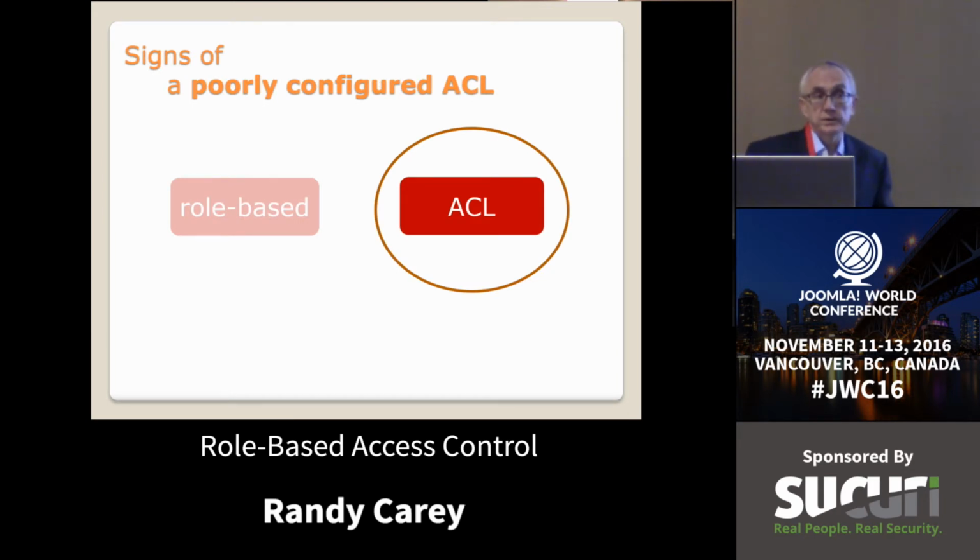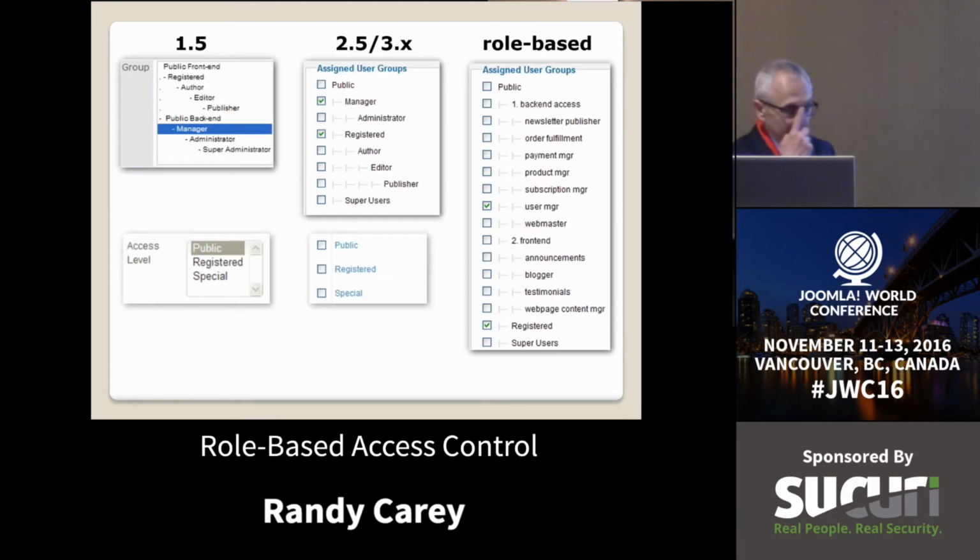Okay, so I told you what some of the good signs are of a role-based system. But Joomla can also allow us to do things that aren't so good. What are the signs of a poorly configured ACL? Well, first, let me just point out, this is the model of the ACL when we started with 1.5. It was very linear, like a totem pole. You started out public, not logged in. Then when you were logged in, you were registered, in the different levels of author, editor, publisher. And then we had a back end: manager, administrator, and super administrator.